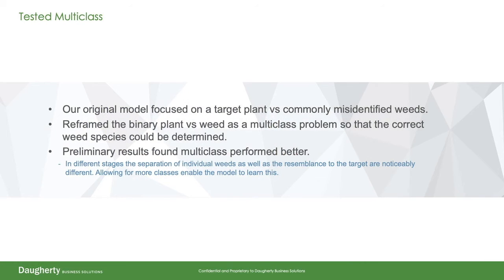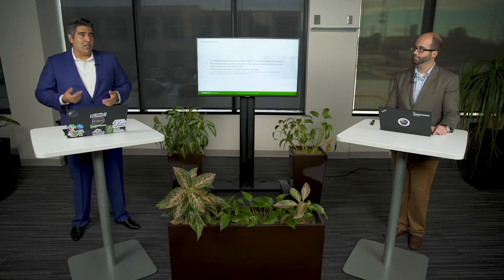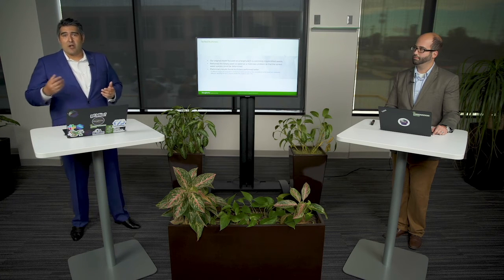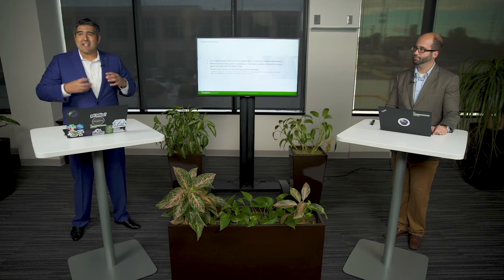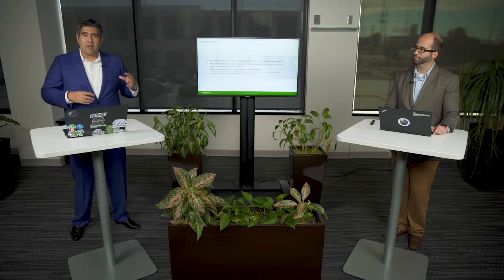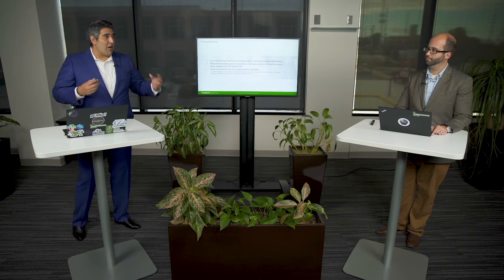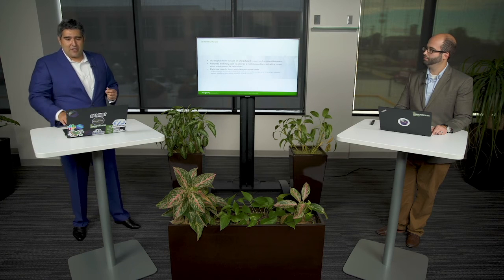Here we're going to test the idea of multi-class. We'll look at each species of weed as a separate class and our one target plant. So our original model focused on that binary classification, and now we're going to reframe this. Preliminary results found that multi-class actually performed better than that binary classification. Why is that? Well, at different stages in development, the weeds sometimes resemble each other. At other stages, the weeds might resemble our target plant. But that information was all getting lumped together when we were just looking at weed versus target. When we spread it out, we actually had more classes, and the model was able to pick up and differentiate those different things.